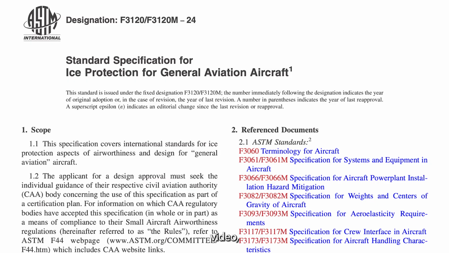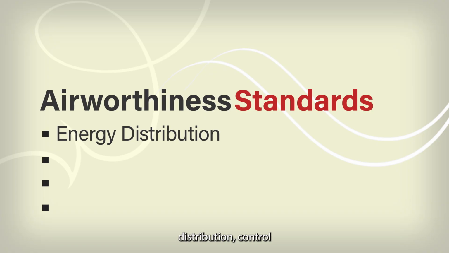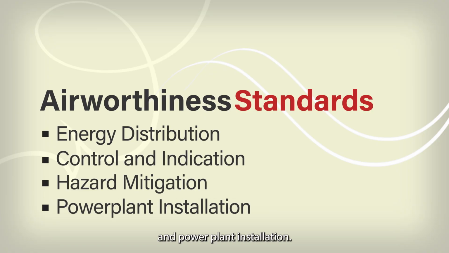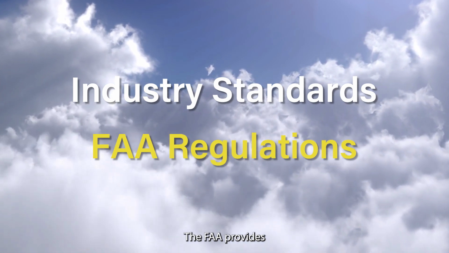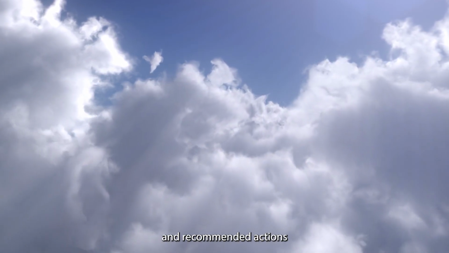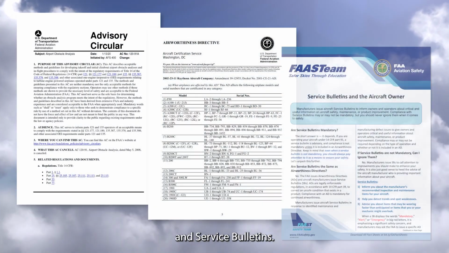After watching this video, you should be more familiar with standards. You should be able to locate the airworthiness standards for energy distribution, control and indication, hazard mitigation, and power plant installation. You should be able to demonstrate an understanding of the connection between industry standards and FAA regulations. The FAA provides additional information on required and recommended actions through the publication of advisory circulars, airworthiness directives, and service bulletins.